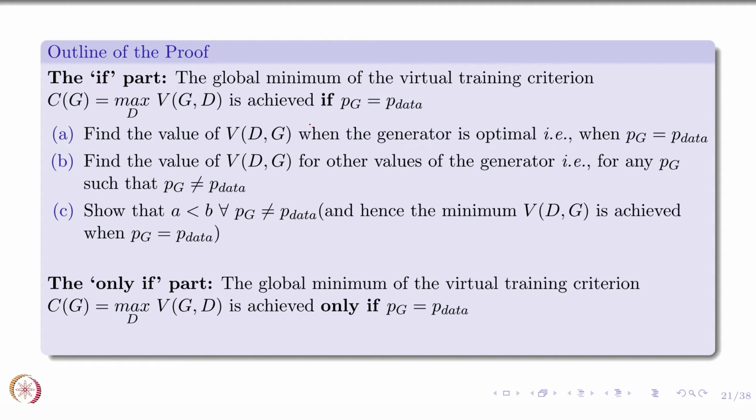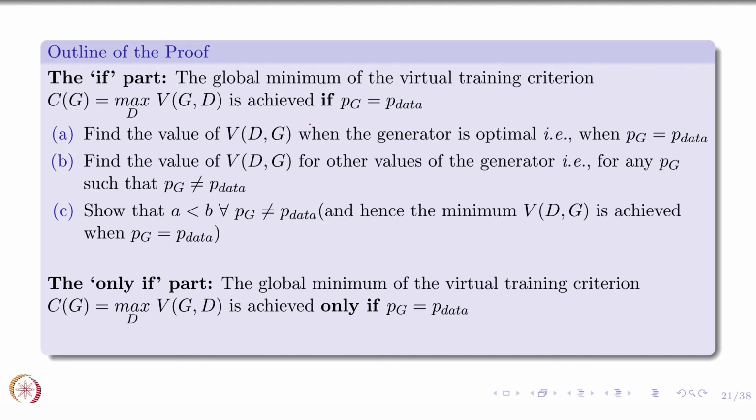I'll show what the value is when PG equals P data. I'll show what the value is when PG is not equal to P data. And then I'll show that A is less than or equal to B. If I can show that, then I can show that the minima is attained only when PG is equal to P data. Is the outline of the proof clear? Does that make sense? Anyone who does not get that? Please raise your hands if you get this.